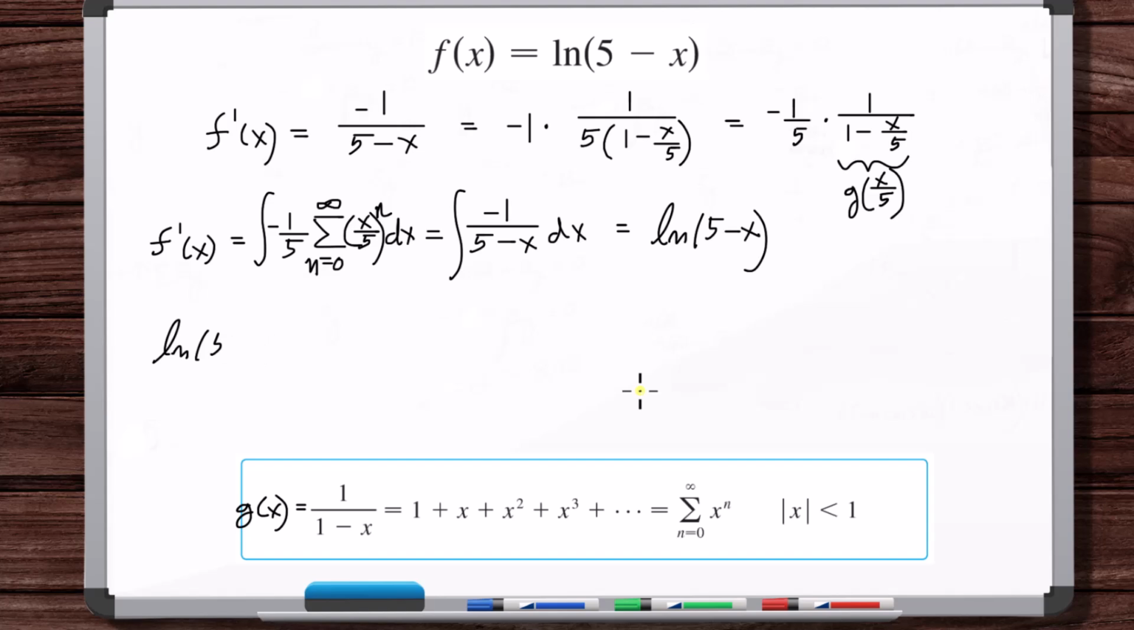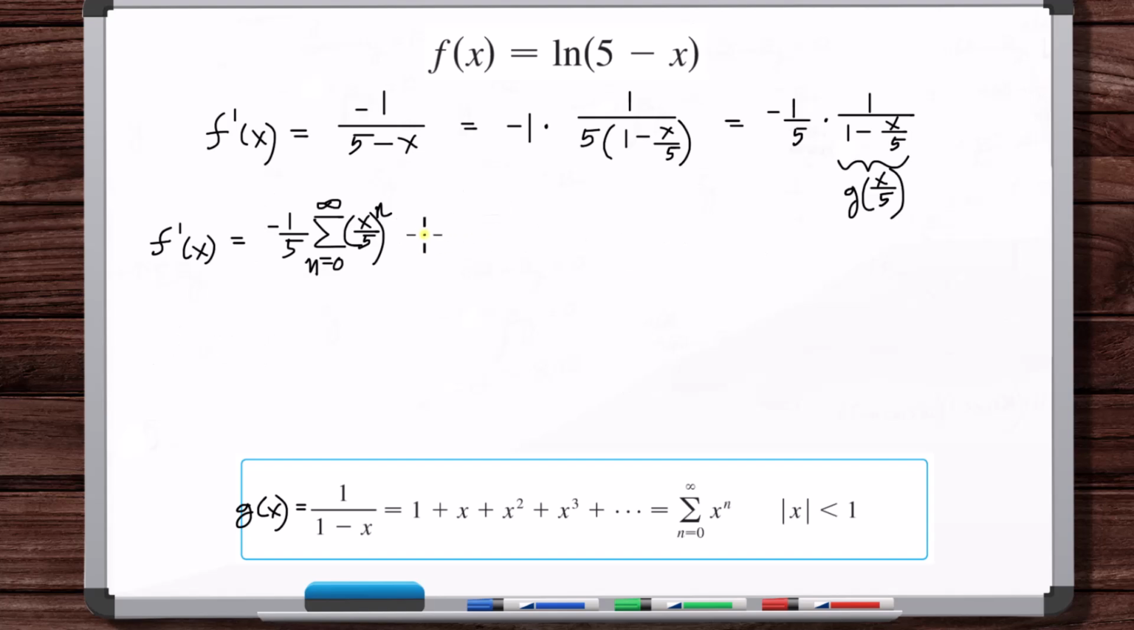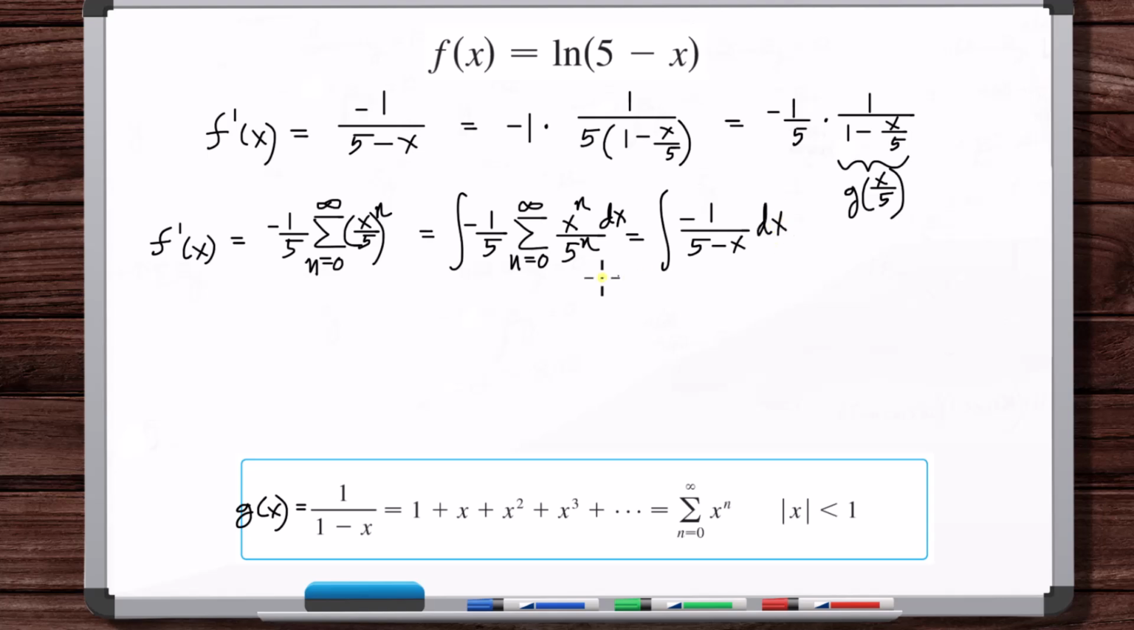Okay, so let's do this. Let's separate these two. So you've got x to the n. Okay, so now we can go ahead and do the integration. So that's this integral, and the plus c is going to come in over here.